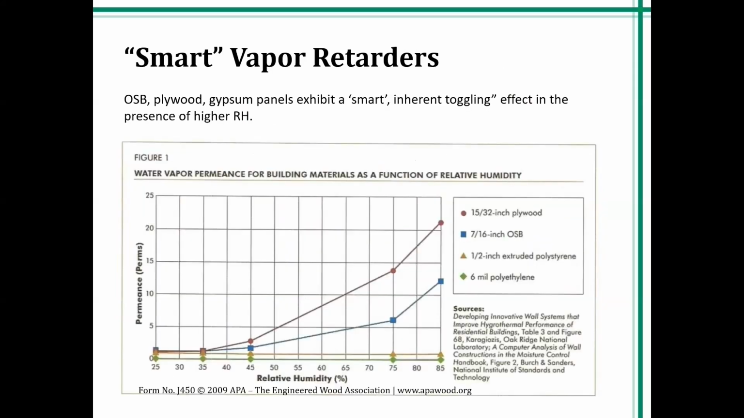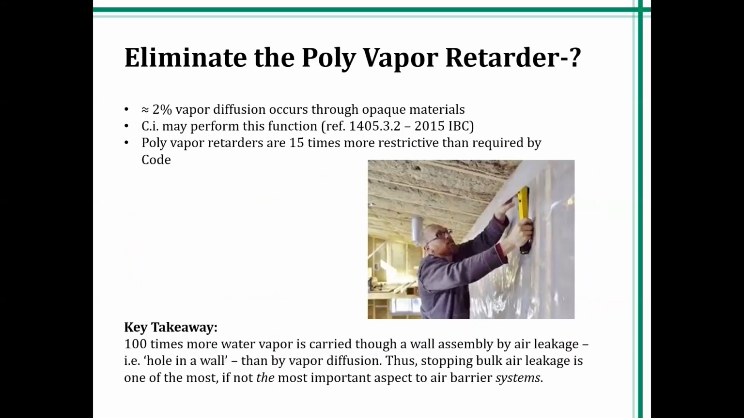This is an interesting chart from the American Plywood Association that shows that 6 mil polyethylene, quote, vapor barriers, whether exposed to 25% relative humidity or 85%, still maintain their roughly 0.03 perms permeance. The same is held for XPS insulation. Interestingly, you'll notice at the bottom, however, when you look at 7/16 OSB or plywood, these have these great toggling effects. So just interesting food for thought there.